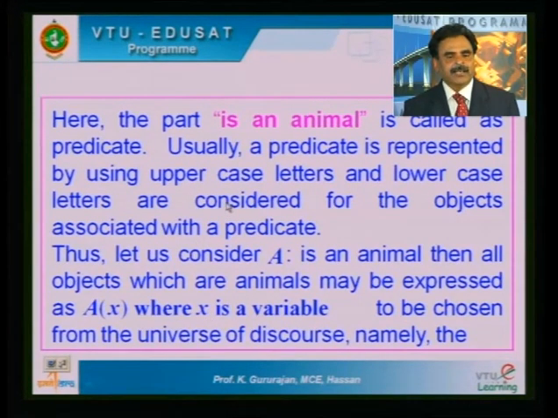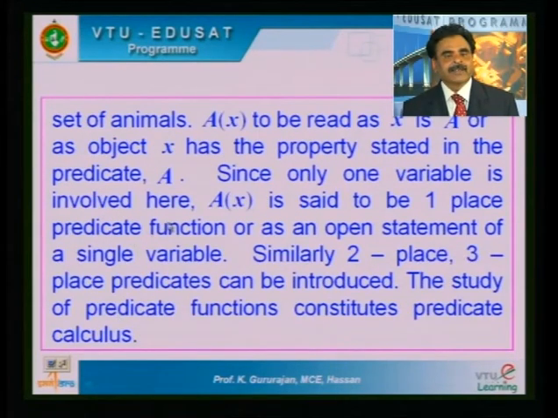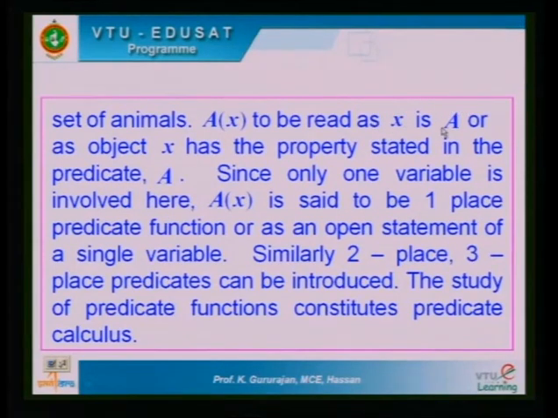So, for various animals, we can have a simple way of writing A of x. What does A of x mean? It means x is A, or x has the property A. Thus, it is clear that A of x means either x is A, or the object has the property stated in the predicate A. Now, since only one variable is used, A of x is called a one place predicate function, or one place statement function, or simply an open statement of one variable. Similarly, one can introduce two place, three place predicates, etc.